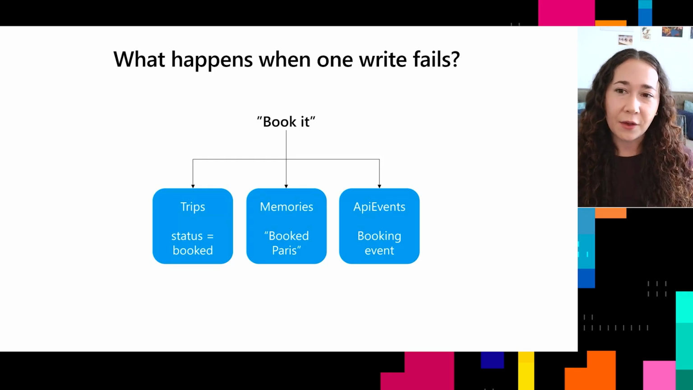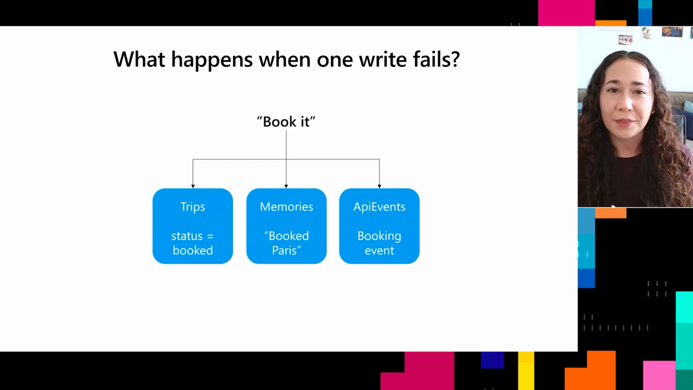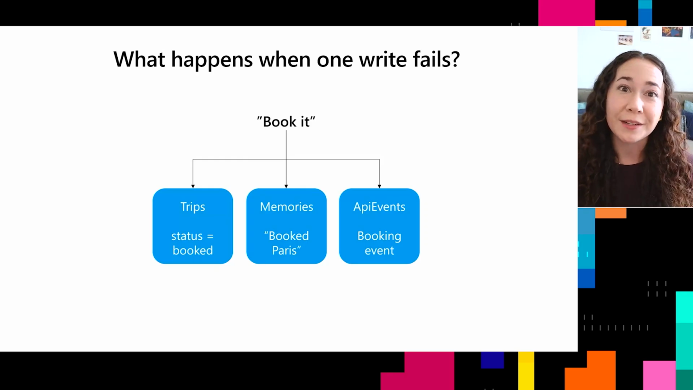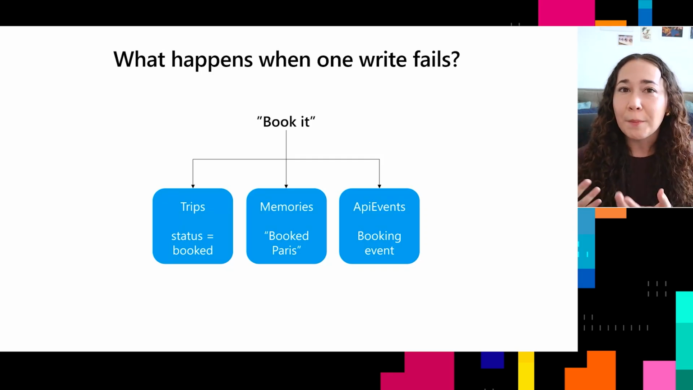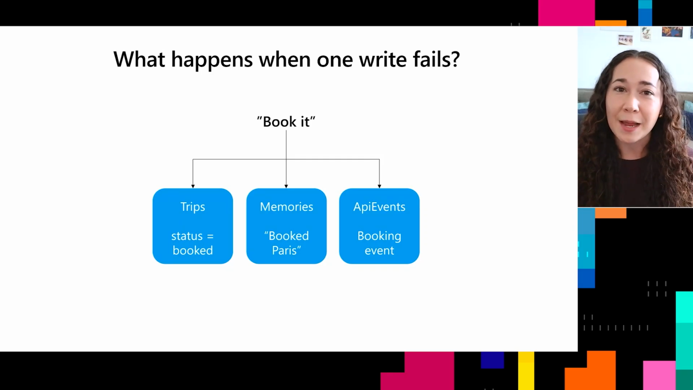Imagine the scenario: our user has planned the trip with our travel app and they're ready to book. So when they say book it, 3 things are really happening independently. First, in our trips container, we're updating the status of this trip to booked. We need to store memory. We need to remember next time the user goes to chat with our app that they actually booked a trip to Paris.